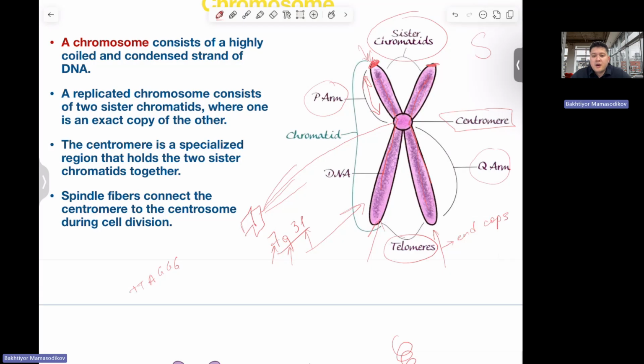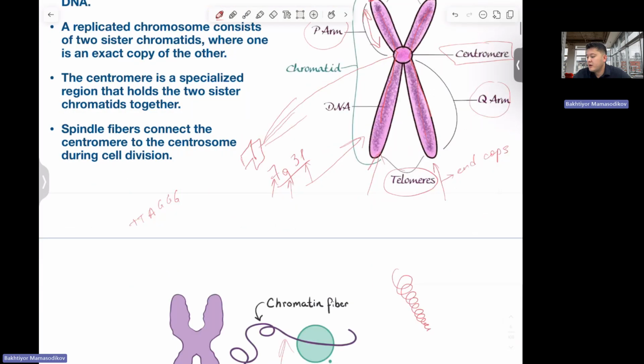So what about spindle fibers? Let's talk about the spindle fibers now.